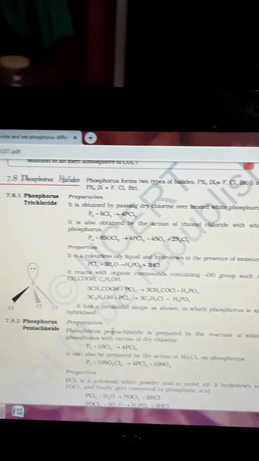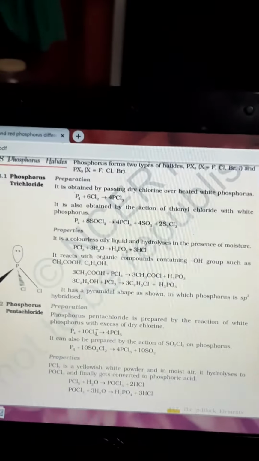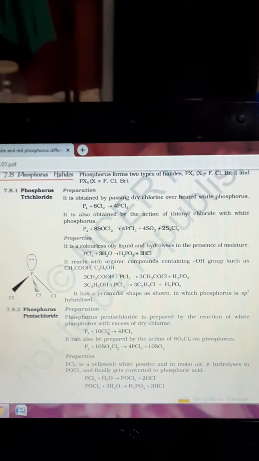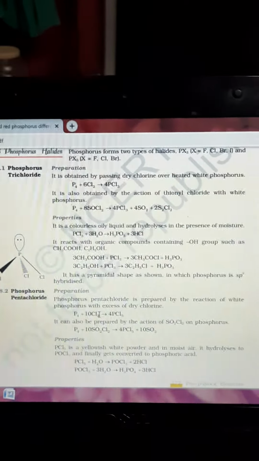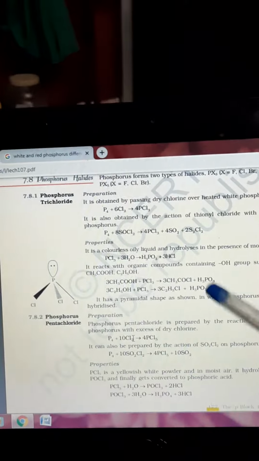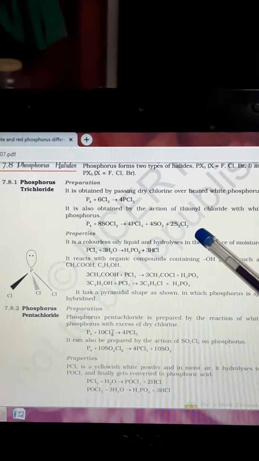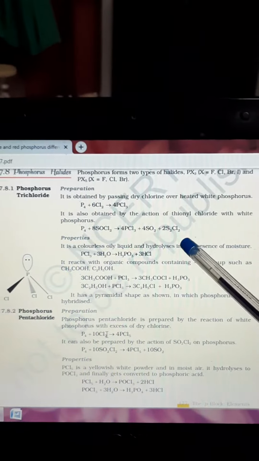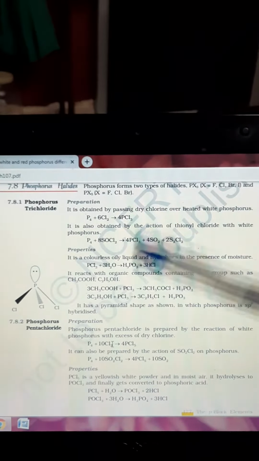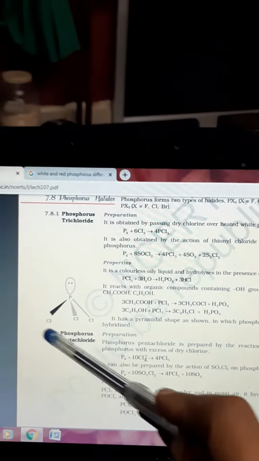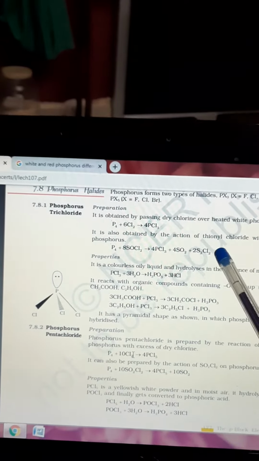So phosphorus halides, children, basically two types of phosphorus halides is what you need to study. One is phosphorus trichloride. Because we need only an elementary idea, we are going to learn only one method of preparation of phosphorus trichloride. What is phosphorus trichloride? PCl3 or PF3 or PBr3. Okay, so basically PCl3, you will know its structure and one method of preparation of PCl3.